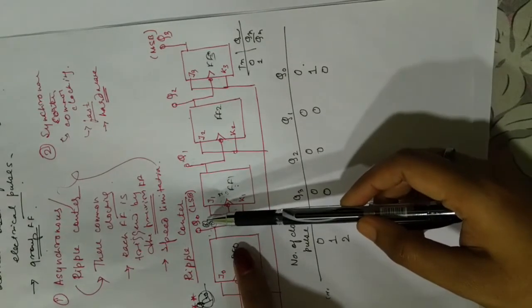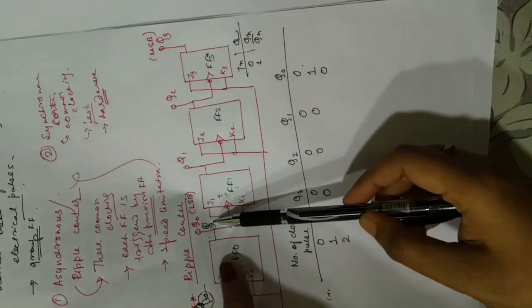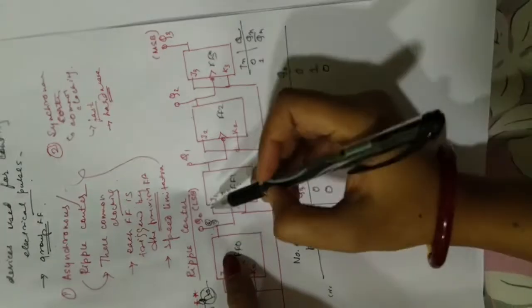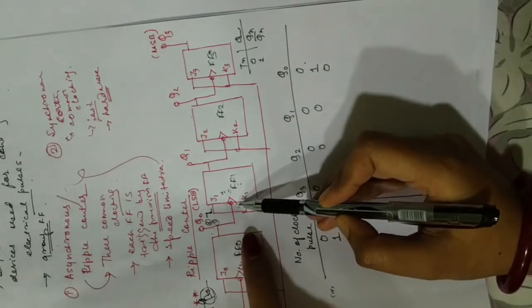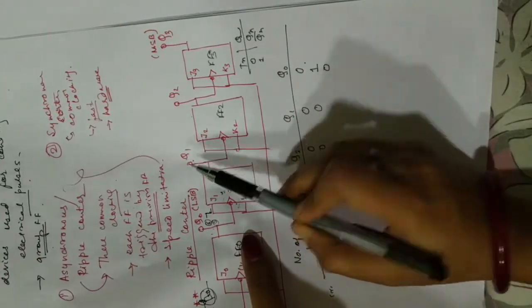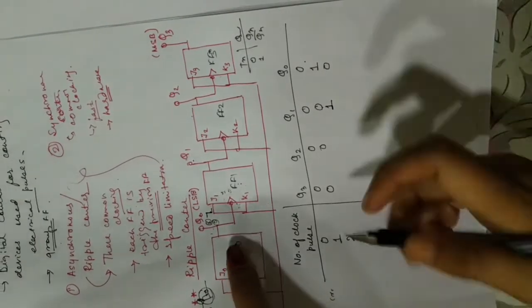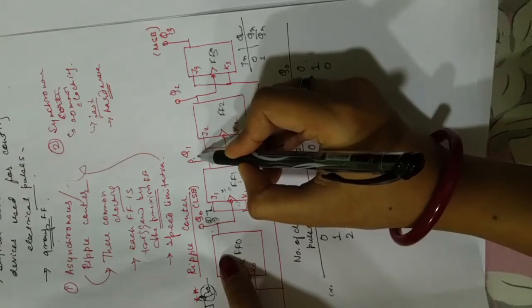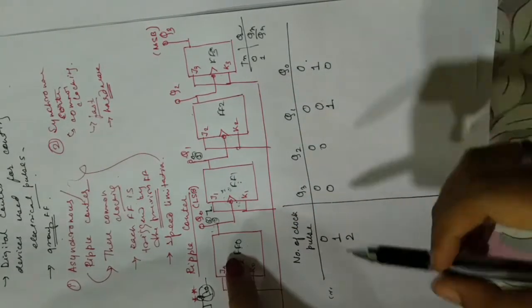Now this clock pulse has changed from 1 to 0. That means it is the negative edge of the clock pulse, 1 to 0. Immediately this gets activated and our output toggles. That means Q1 toggles to 1. So we had a 0 over here, it toggles to 1. 0 has changed to 1, like you can see.